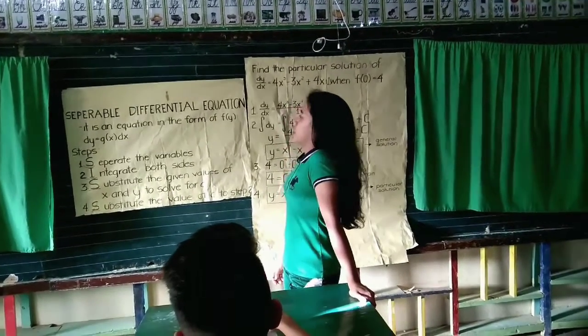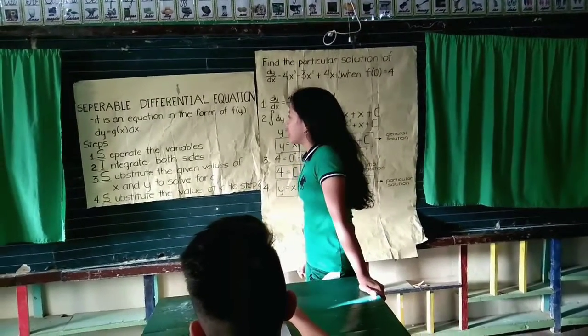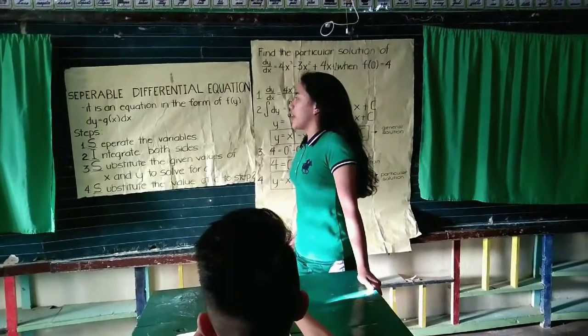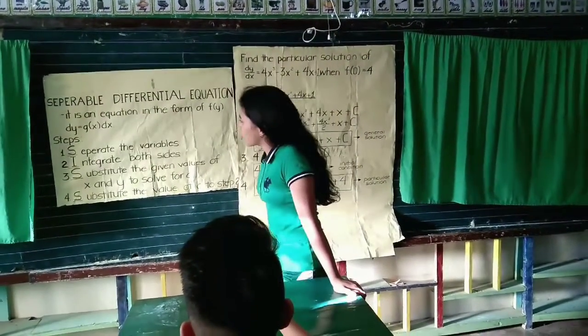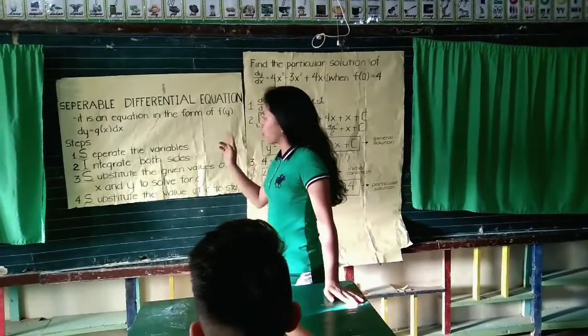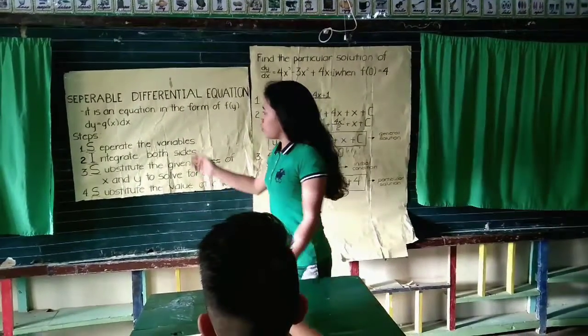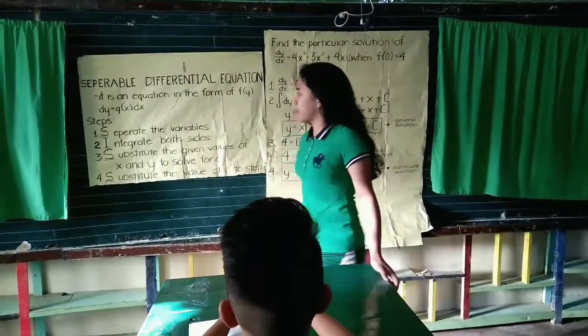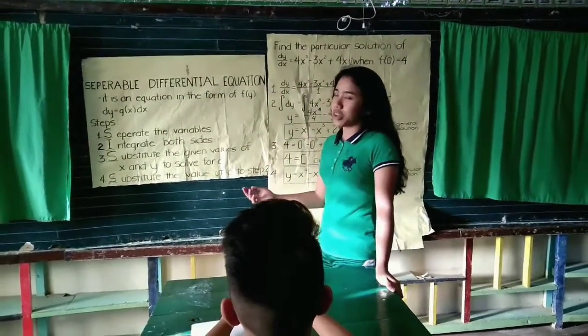This is a separable differential equation, which means an equation in the form of f of y dy equals g of x dx. And here are the steps we are going to follow. But first, all you have to do is remember the first letters of each step, which are S, I, S, and S. First step, S: separate the variables.